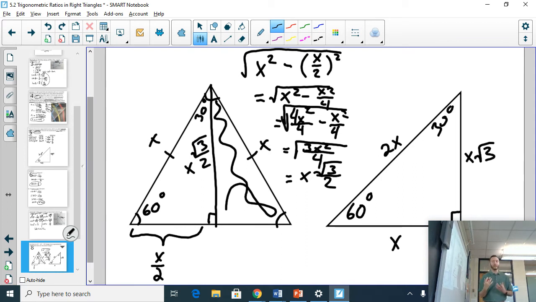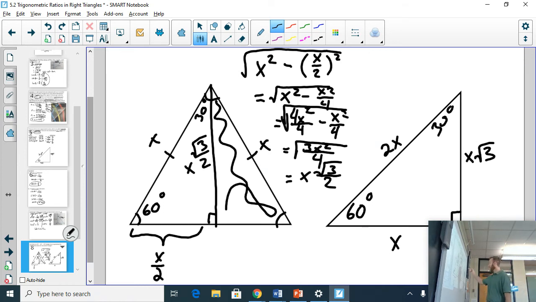And all I did was multiply everything by 2 to make it look nicer, right? So I've just rewritten that triangle on the left, and then since everything's proportional, I just multiplied everything by 2 to make it look nicer. And what does this mean? This means that for any 30, 60, 90 triangle, we now know the side lengths.